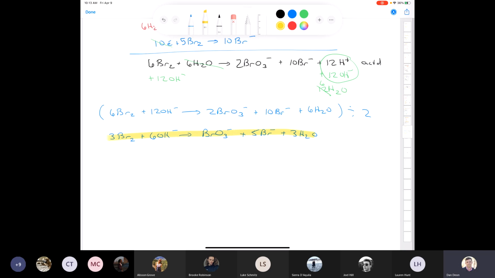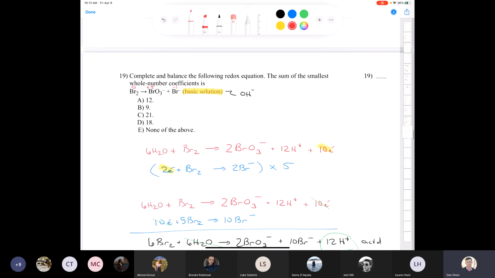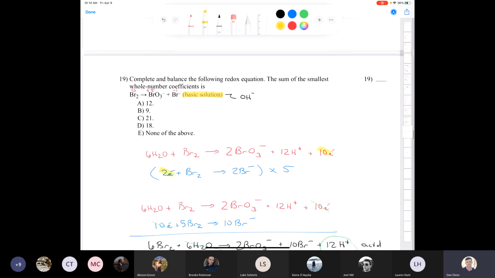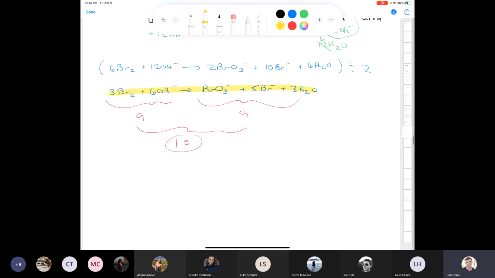So if we tally up all the stoichiometric coefficients on the reactant side, we have 3 plus 6, which is 9. Over here we have 1 plus 5 plus 3, which is 9. 9 plus 9 gives us 18. So that is the sum of all of the coefficients, and so the answer is 18, D.